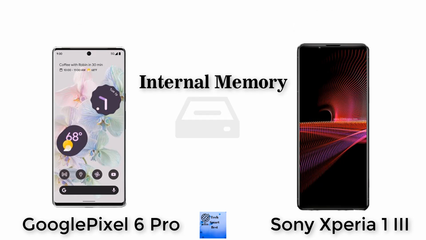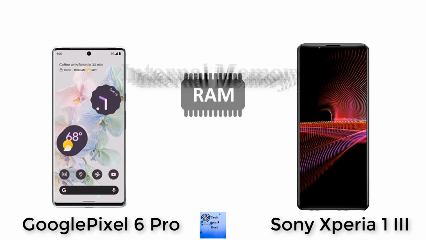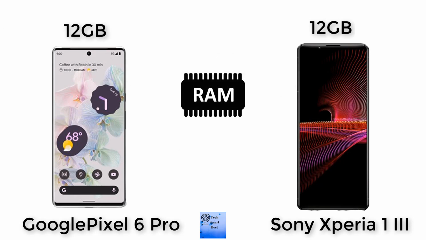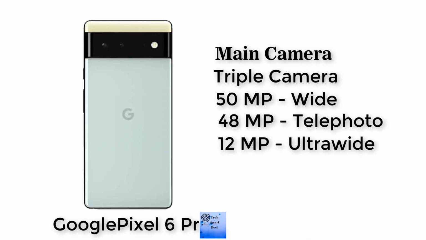The internal memory is available in different types in the Google Pixel 6 Pro: 128GB, 256GB and 512GB, and the internal memory of the Sony Xperia 1 Mark III is also available in different types: 256GB and 512GB. The RAM of the Google Pixel 6 Pro is 12GB and the RAM of the Sony Xperia 1 Mark III is also available in 12GB.